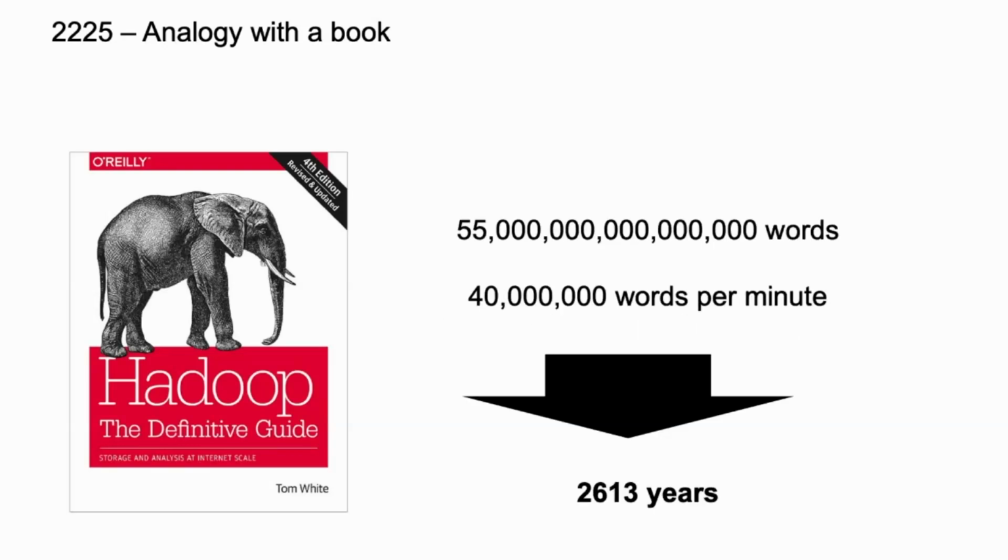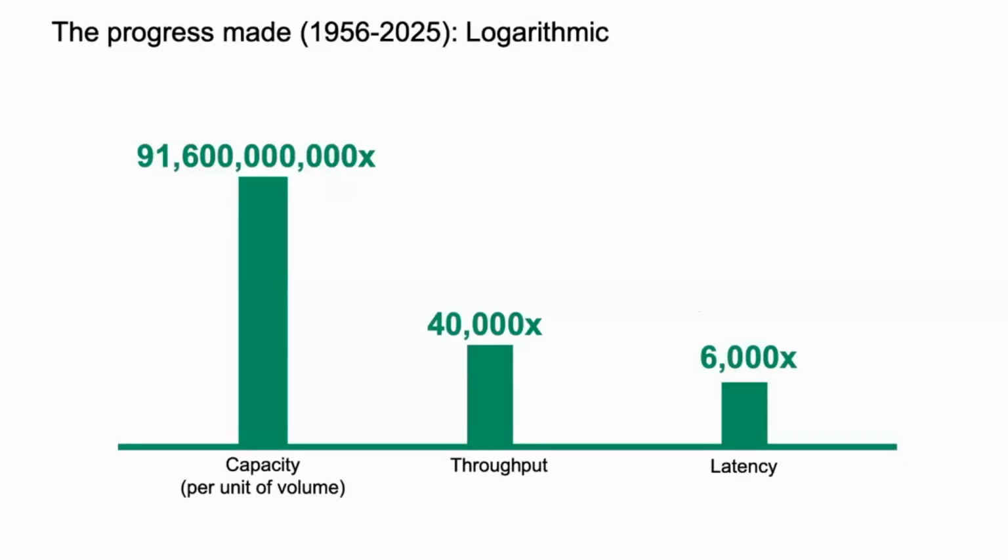There are so many zeros that I actually need to think. So billion, trillion, quadrillion, 55 quadrillion words in the book and 40 million words per minute, right? It's also faster. But the thing is, to finish that book, one person would now need 2,613 years. That's exactly what has happened with the hard drives. We can store a lot, but we can no longer read them entirely fast enough anymore. So this is what I mean by big trouble.